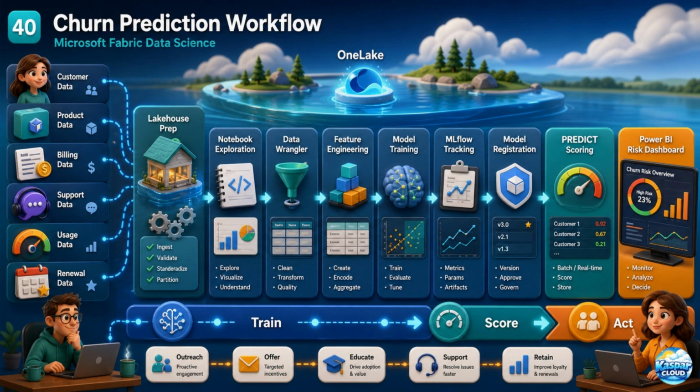A data scientist explores churn patterns in a notebook, uses Data Wrangler for cleaning and transformation, creates features such as customer tenure and engagement scores, trains multiple models, tracks experiment runs with MLflow, registers the best performing model, scores customers with the predict function, writes predictions back to the lakehouse, and exposes insights through Power BI dashboards. Business users can then identify which customers are at risk and understand where proactive intervention may be required.